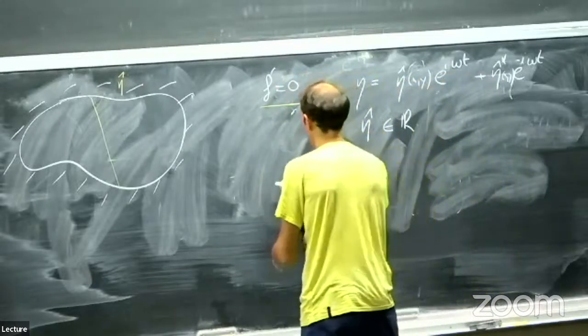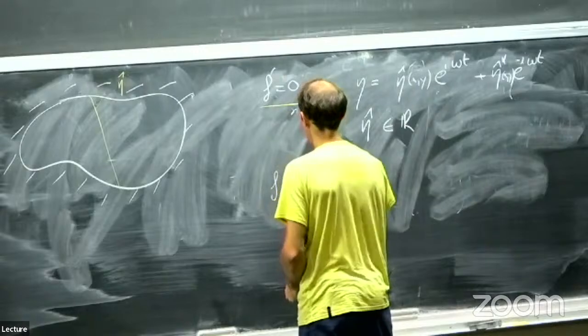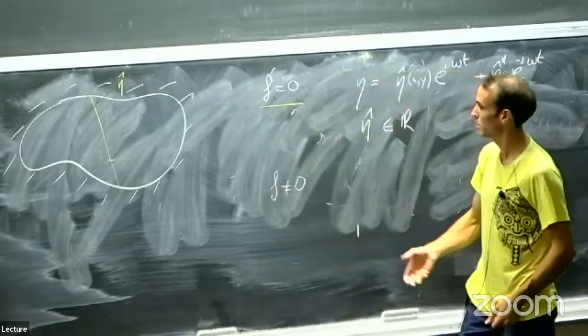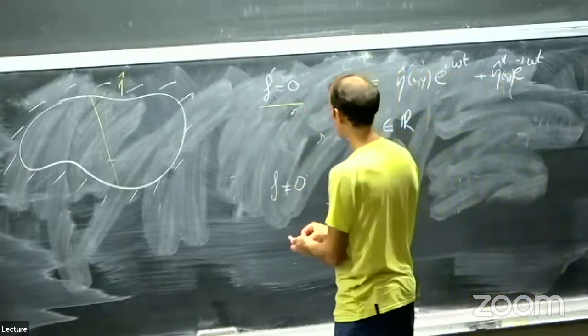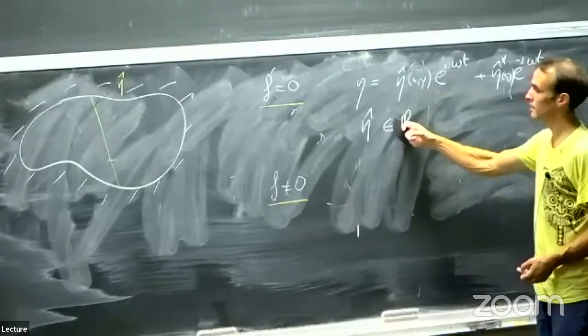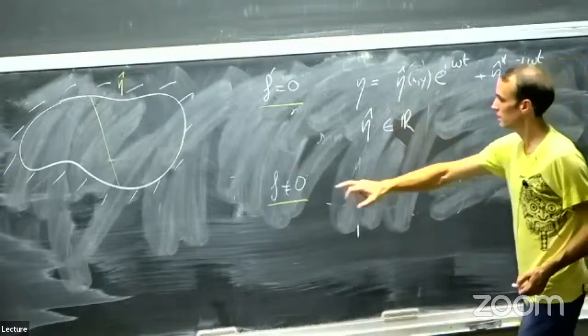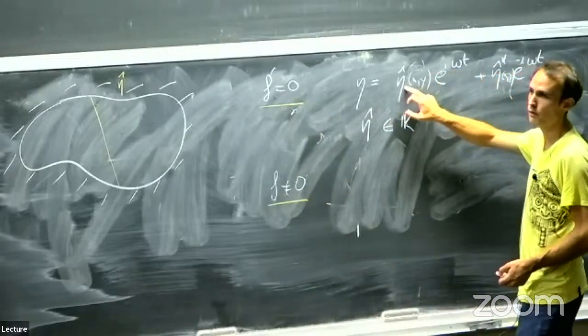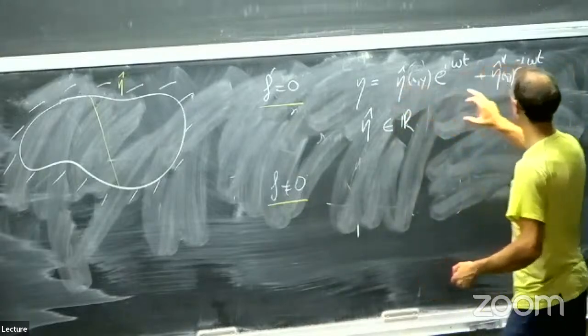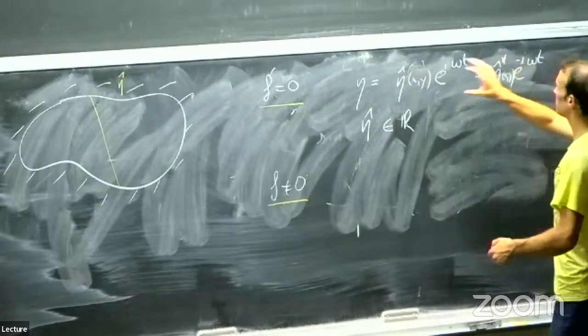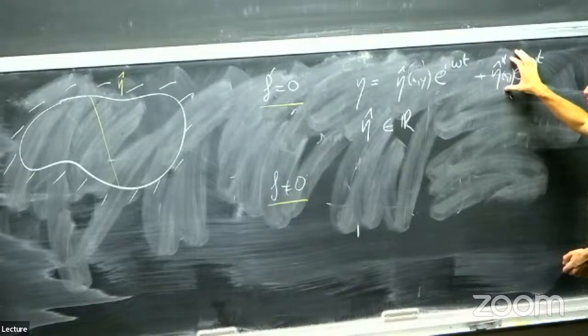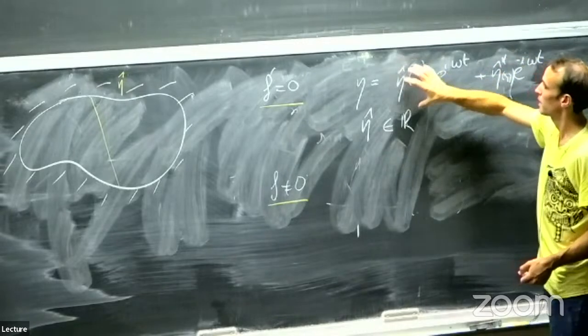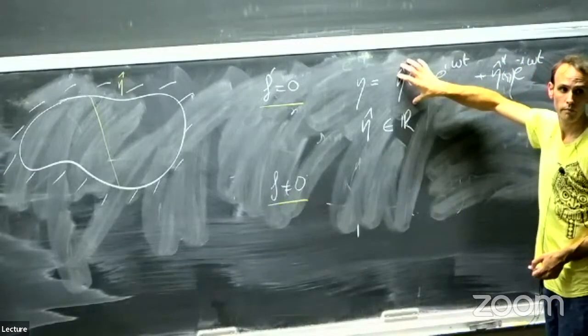And now let's look at f different than 0. So you break time reversal symmetry. The time reversal symmetry imposes eta hat real. Now it is complex. Of course, the field itself is real because you took the complex conjugate, but this part of the field becomes complex.